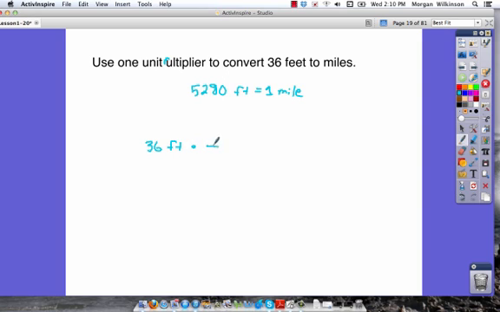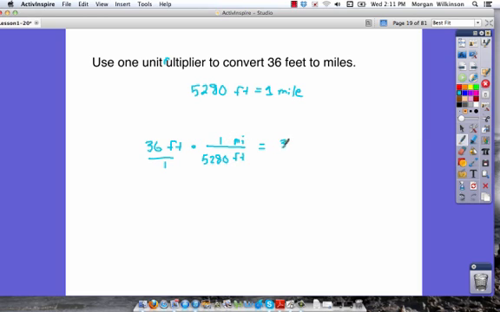So what we're going to do using that unit multiplier is set up our fraction, and we know feet has to cancel with feet. So 36 feet over 1, feet in the numerator, feet in the denominator, feet will now cancel. We now have miles in the numerator. So we know there's 5,280 feet in 1 mile. So we're going to get our answer now.